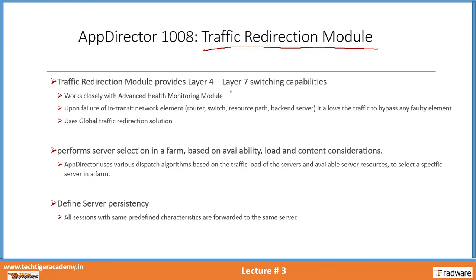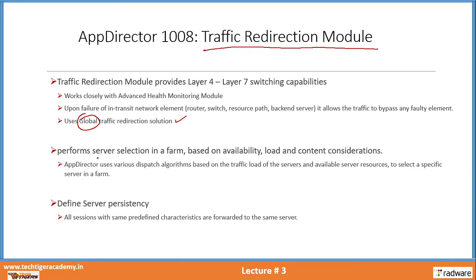So the traffic redirection module provides layer 4, layer 7 switching capabilities. It works closely with the advanced health monitoring module. If any backend server is not healthy, it will not be given any content to deliver. Upon failure of an in-transit network element, router, switch, or resource path, it allows the traffic to bypass any faulty element. And this traffic redirection module also uses a global traffic redirection solution as well. This is something very important, global traffic redirection. This is something we'll explore.